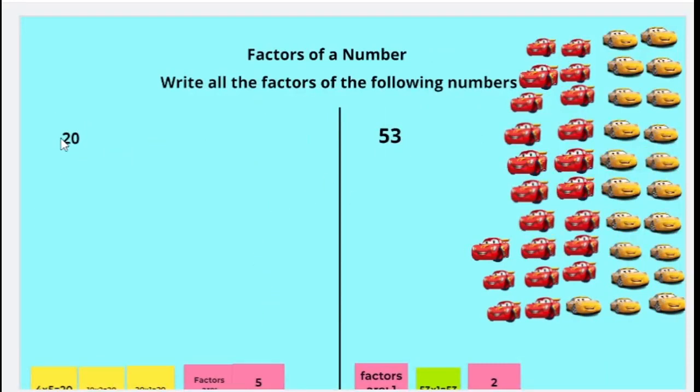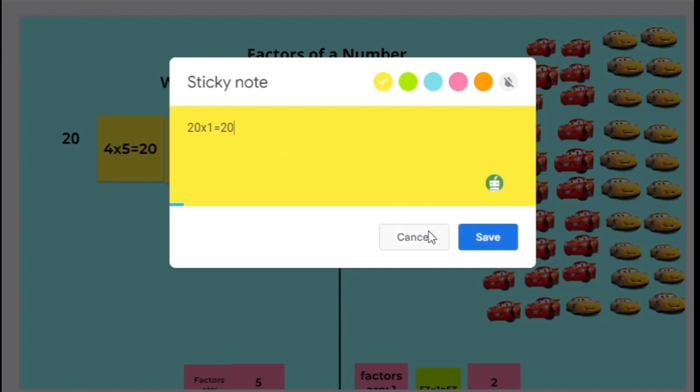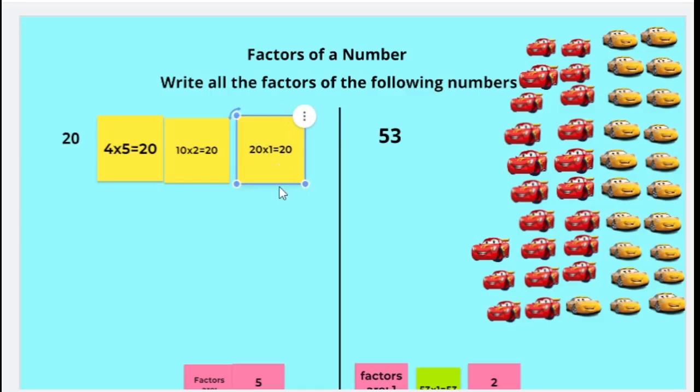All right, let's look at 20. What 2 numbers can we multiply to get 20? 4 times 5 gives us 20. That means 4 sets of 5 will give us 20. 10 times 2 will give us 20. That means 10 sets of 2 will give us 20. 20 times 1 is equal to 20.